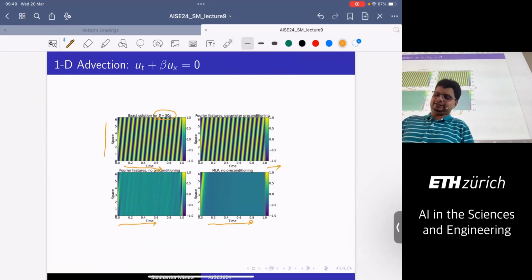And we leverage the fact that it's a simple problem. We know everything about it. We know exactly how the condition number behaves, what the Gram matrix is, and we could analytically invert it.